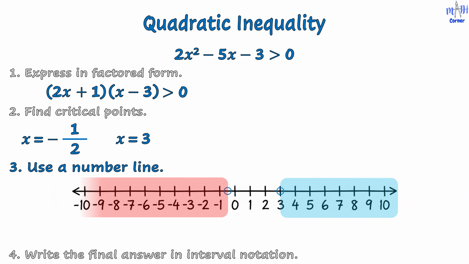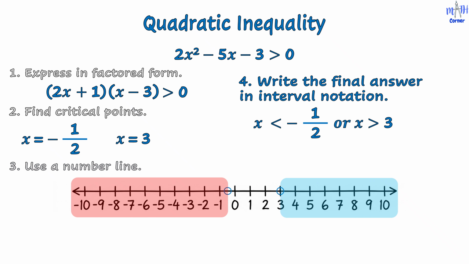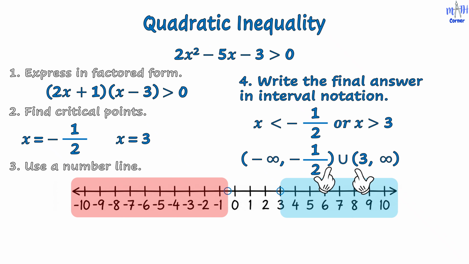So, the solution is x less than negative 1/2, or x greater than 3. In interval notation, the answer is this. Union of negative infinity to negative 1/2, and 3 to infinity. Take note. We use parentheses because the inequality is strictly greater than 0. We do not include the endpoints. That is how you solve quadratic inequality step by step using a number line.